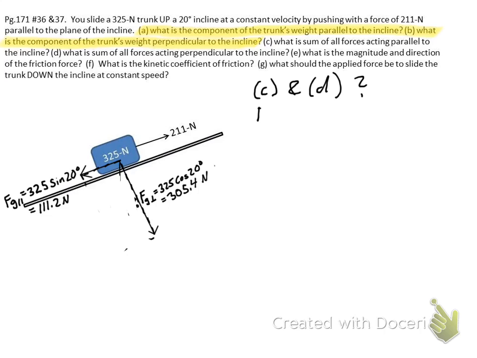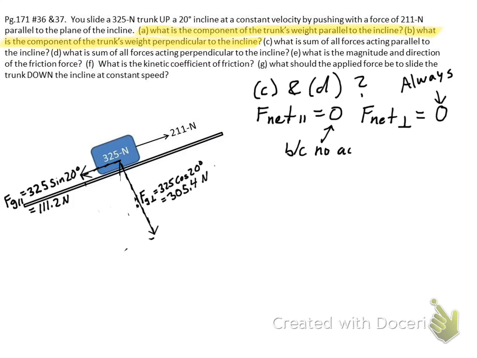Well, we have a huge hint. This actually becomes a very easy question. F net parallel is equal to 0, and F net perpendicular is equal to 0. Why is F net perpendicular equal to 0? For the purposes of this course, we will always be in equilibrium in one of our dimensions, and that will be the dimension that is perpendicular to the plane of contact. Now, how do I know F net parallel is 0? Because the problem states constant velocity, which means no acceleration. No acceleration by Newton's second law means the sum of all forces in that dimension must equal 0.